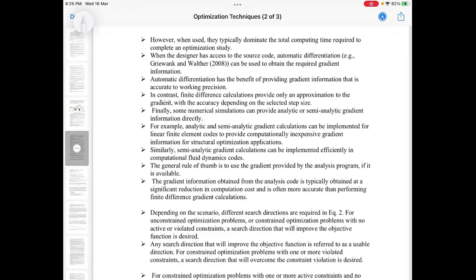In contrast, the finite difference calculations provide only an approximation to the gradient, with the accuracy depending on the selected step size. So if the selected step size is increased, the accuracy will reduce, and if the selected step size is decreased, the accuracy will increase. And finally, some numerical simulations can provide analytic or semi-analytic gradient information directly. So some numerical simulations can also be performed, which will provide analytic or semi-analytic gradient information directly.